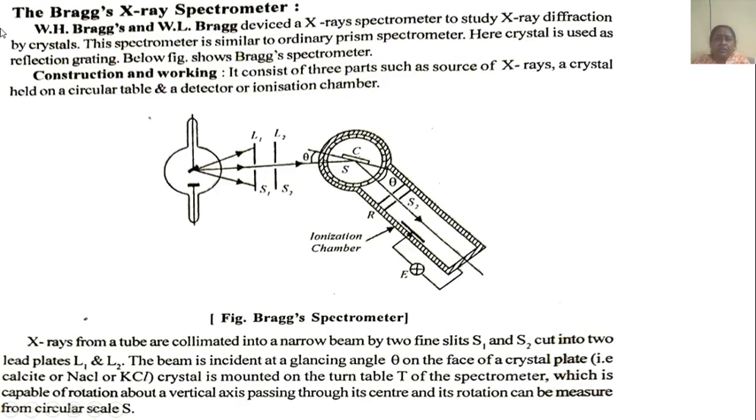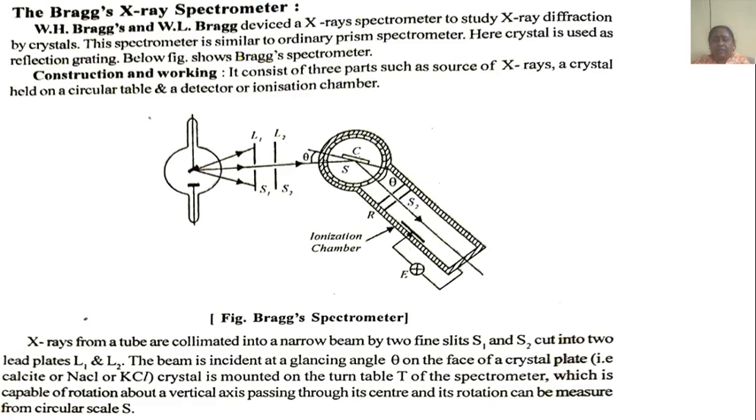Now see the Bragg's X-ray spectrometer. W.H. Bragg and W.L. Bragg devised an X-ray spectrometer to study X-ray diffraction by crystal. This spectrometer is similar to an ordinary spectrometer. Here the crystal is used as a reflection grating. The figure shows the Bragg's spectrometer.